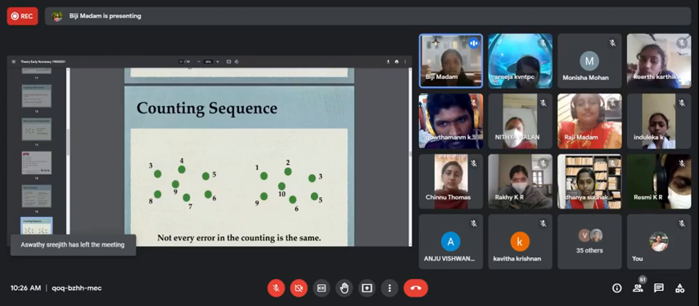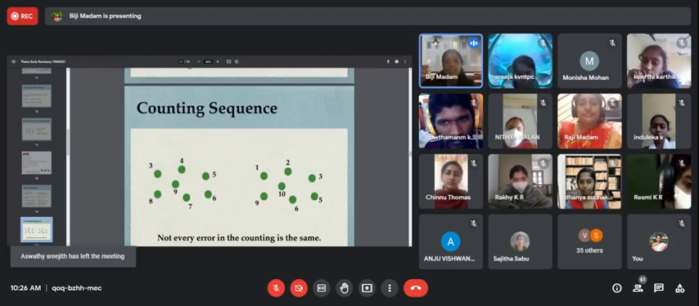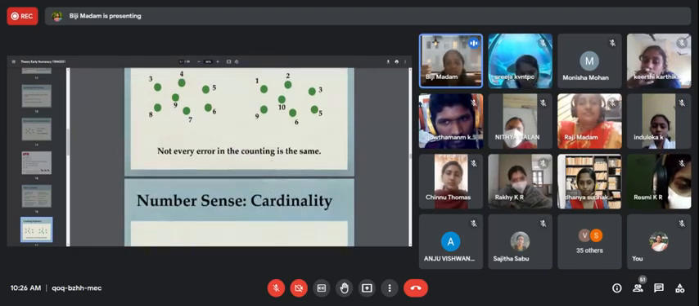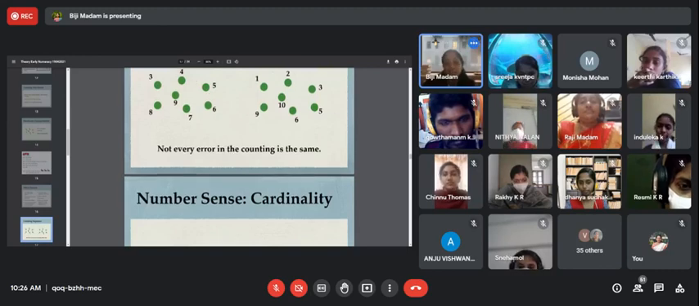Second case also, she has skipped 1, 2, 3, 4, has gone to 5, 6, 7, 8. So skipping should not be done, or that should also be avoided. They should be learned or taught. The numbers should be taught in a sequence, in the correct order.